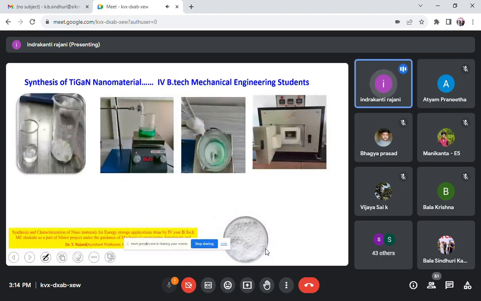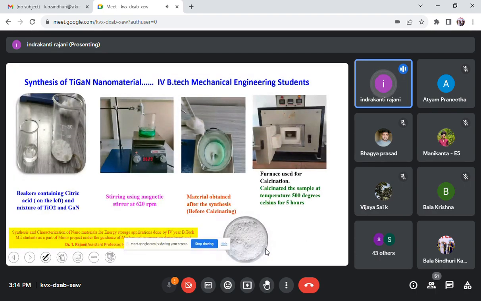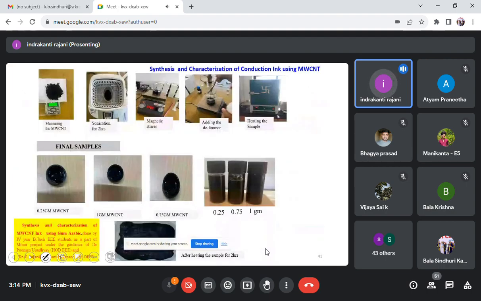This is another work of mine which was done by the mechanical engineering students in my lab. And this is what I'm talking about. We actually prepared a conduction ink for this. I have presented like a paper electronics system, which I have told you. This is the ink which we have prepared, and we have taken multi-wall carbon nanotubes powder, and using gum arabic we have prepared this material.